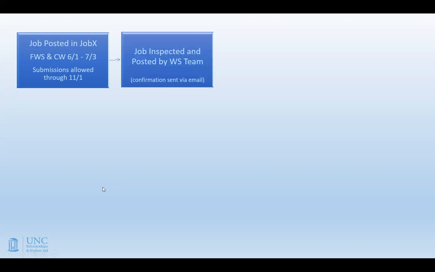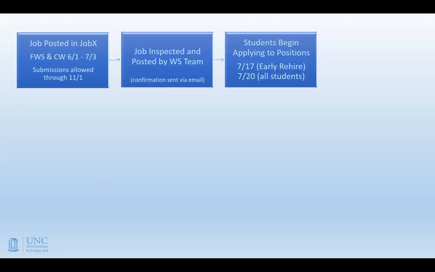This ensures that we can have it up and inspected and send you a confirmation that it is done by 7/17 when our early rehire program begins, or 7/20 when all students gain access. Please note, if you would like to use early rehire, this is a program wherein supervisors can rehire students back to the same or similar jobs that they held last year. You have to have your job posted by July 3rd. This program allows you to get those students into your system, hired, and your job delisted, so you don't have other applicants that you have to respond to if you're not going to be hiring any new students.